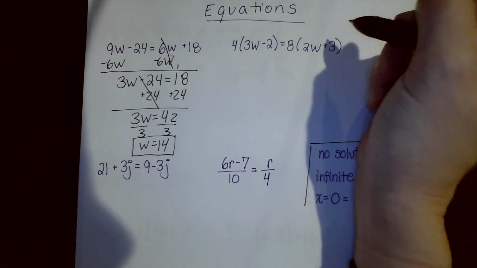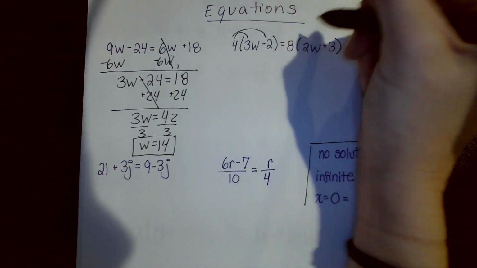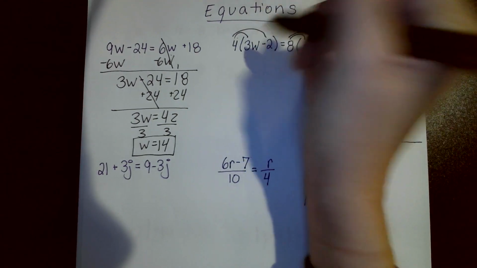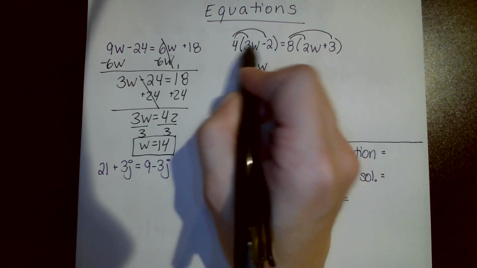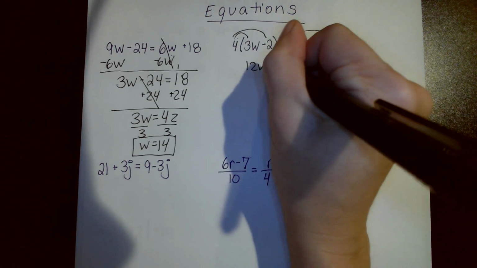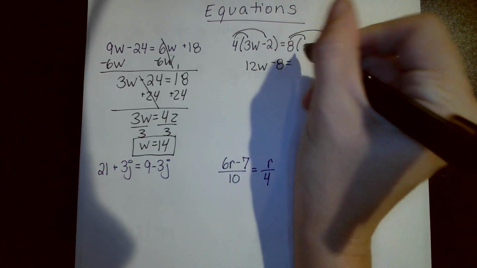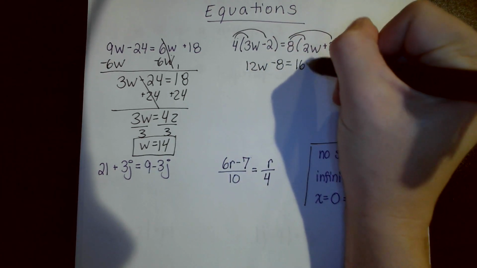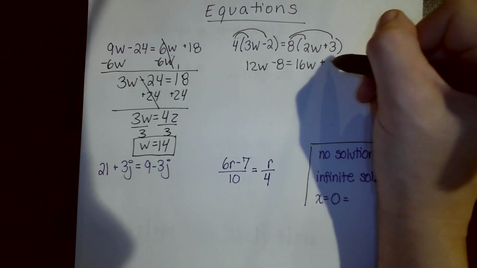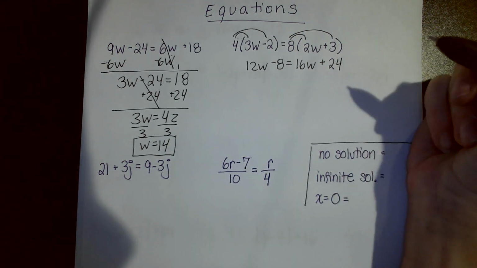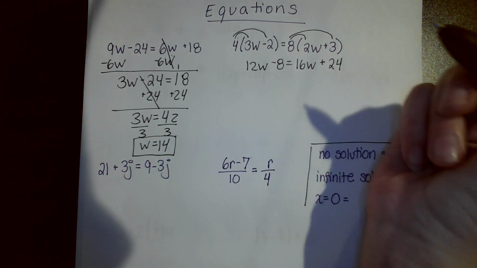Moving on. Now we have some distribution. So we do that first. So 4 times 3w is 12w. Don't forget the second distribution. 4 times negative 2 is negative 8. 8 times 2w is 16w. 8 times 3 is 24. Now we combine like terms.